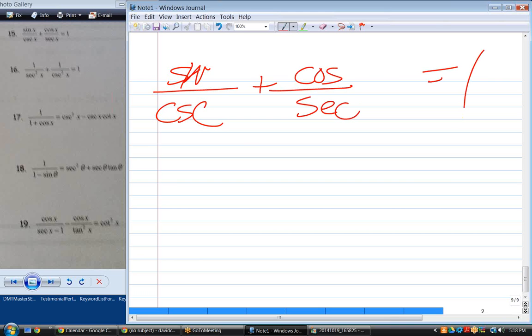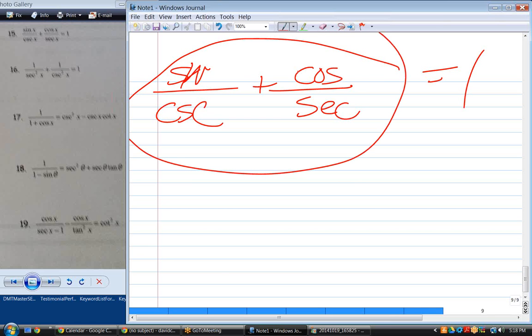So what are we going to do here? What do we know is equal to 1? What Pythagorean identity do we know is equal to 1? Sine squared plus cosine squared. So obviously that's going to be what that needs to turn into, is sine squared plus cosine squared. Yeah. Well, what's this? 1.